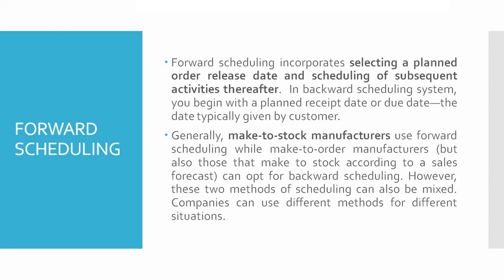In the backward scheduling system, you begin with the planned receipt date or due date, the date typically given by the customer. That customer ने आपको डेट दी है, उसके हिसाब से आपको चीजें शेड्यूल करनी है. यहाँ पे क्या फॉरवर्ड शेड्यूलिंग है, आप सामने से टाइम के अकॉर्डिंग अपनी चीजों को शेड्यूल कर रहे हैं.